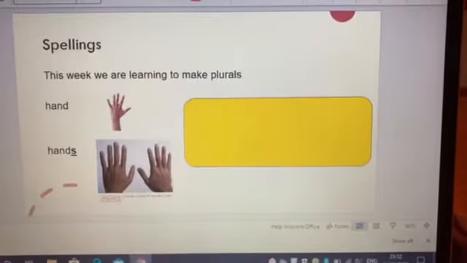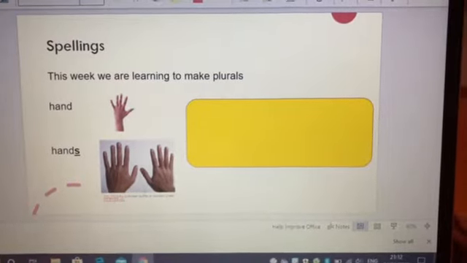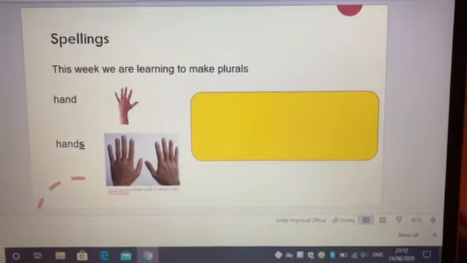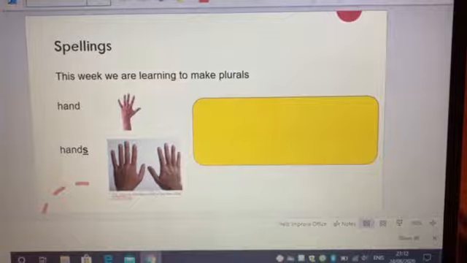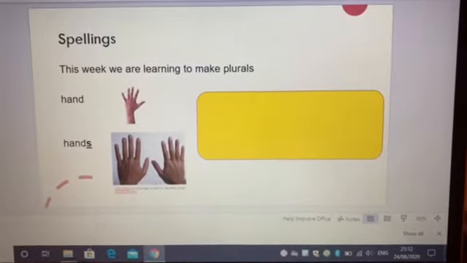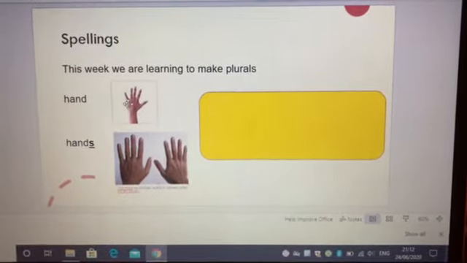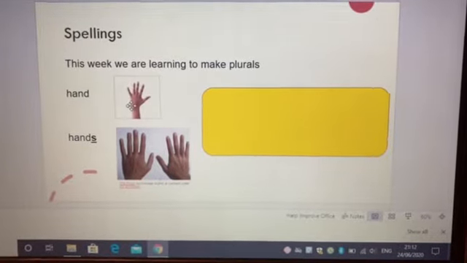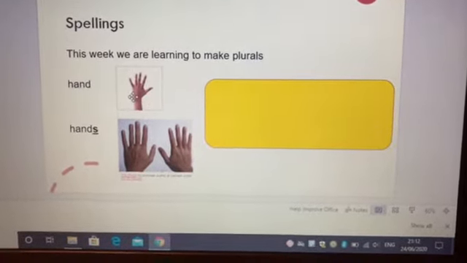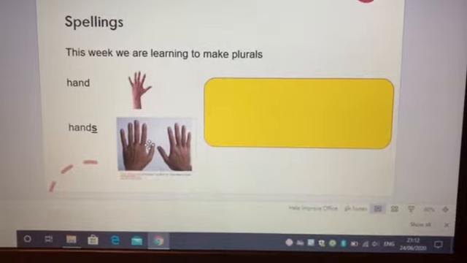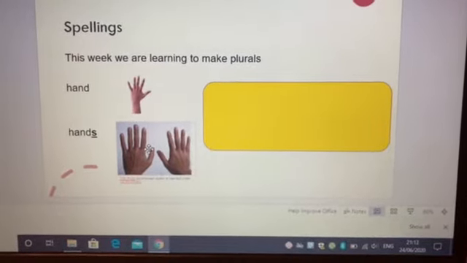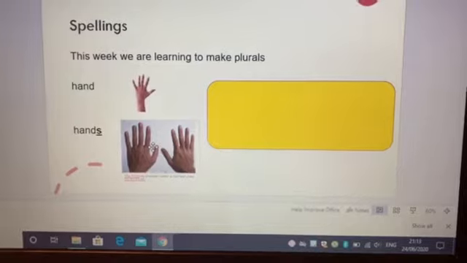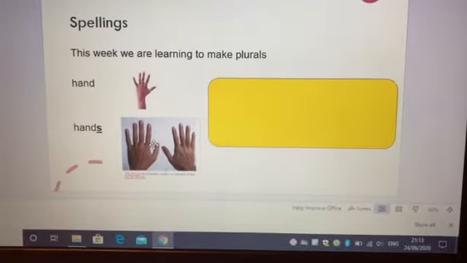So this morning we're going to be talking about making plurals. Well, Mrs. Hodgson, what is a plural? Well, for example, if we have got one hand, just one, we just use the word hand. But sometimes we have more than one of something. And we all have more than one hand. And we have to add an ending on, a suffix, which shows us that we've got more than one.